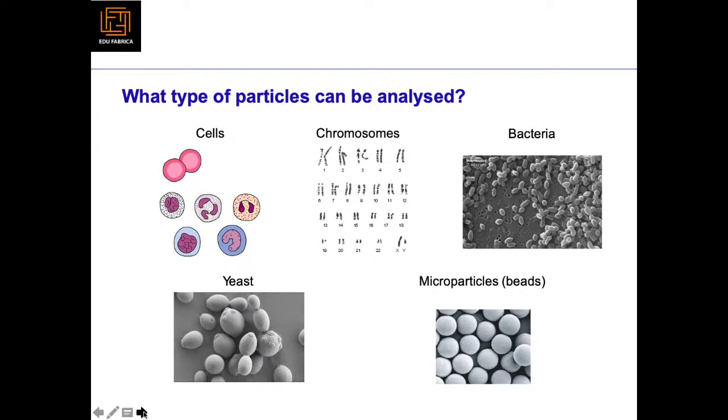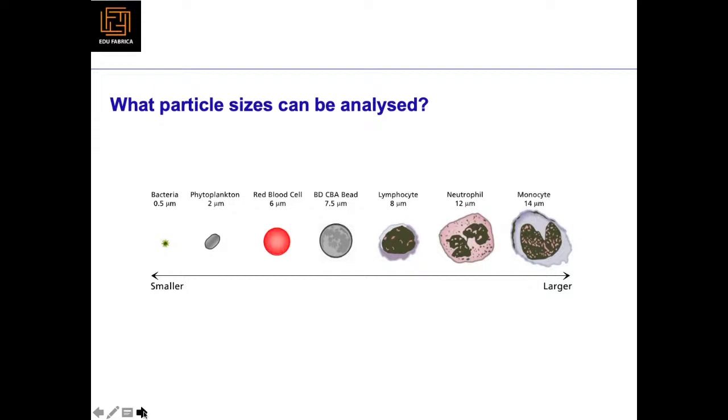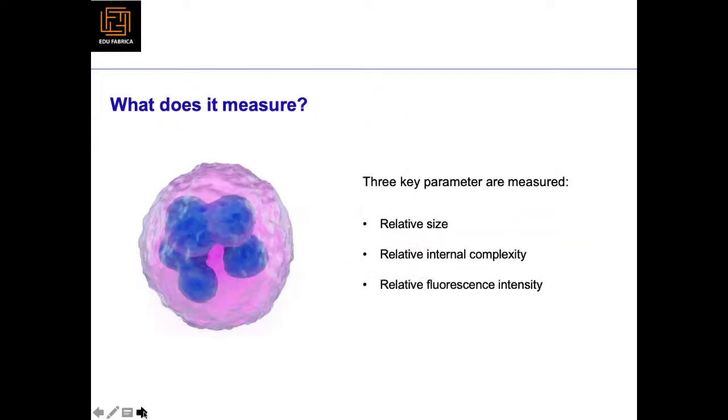So which types of particles can be analyzed? We have cells, chromosomes, bacteria, yeast, microparticles. All these are possible with the help of it. Also, beyond the various types of cells, we can measure their different sizes, whether it's a bacterium of 0.5 micrometer or a monocyte of 14 micrometer. All these sizes are possible. Three parameters are measured: relative size, relative internal complexity, and relative fluorescence intensity.